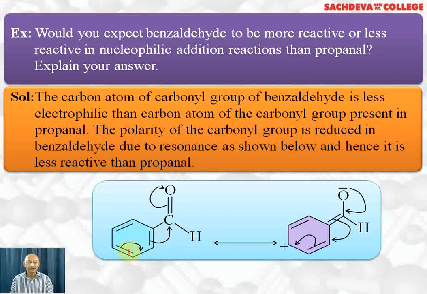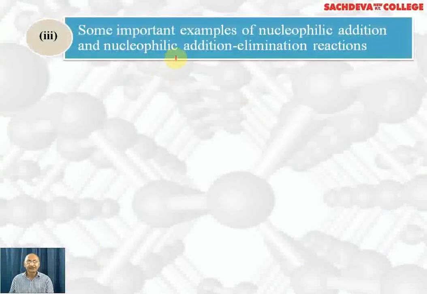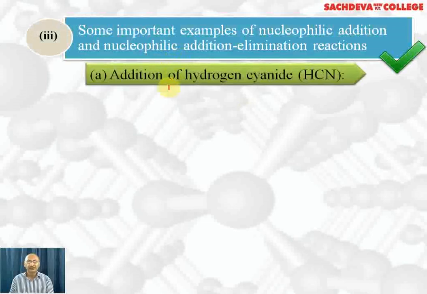And we get positive charge at this position and double bond at this position. So positive charge on carbonyl carbon is being reduced. That's why reactivity decreases. Next, we are taking some important examples of nucleophilic addition and nucleophilic addition elimination reactions.